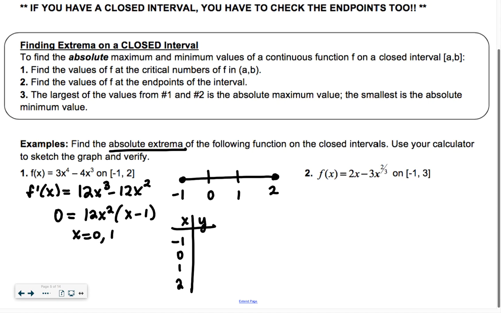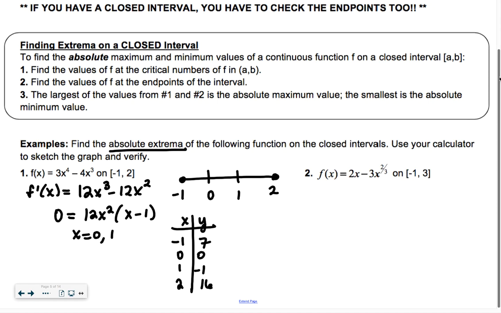So if we plug in 0 to the original, we get 0. If I plug in 1, I get -1. How about -1? What do I get? It would be +3, and then +4, so 7. And then 2: I get 48 minus 32, so 16.